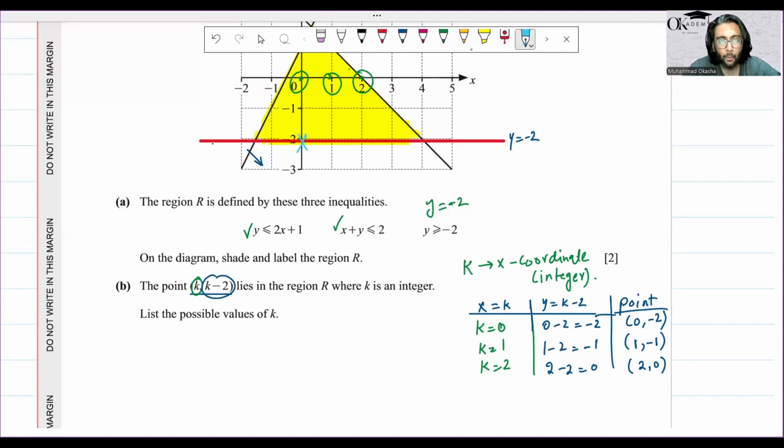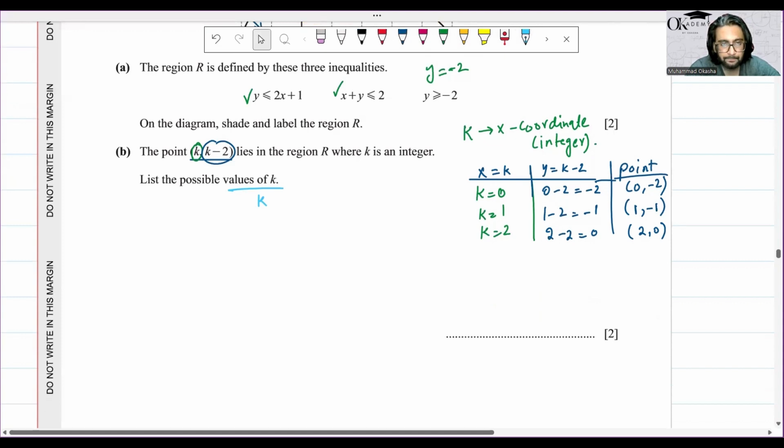(1, -1) is this point. Yes, it lies in the region. And (2, 0), yes, it lies in the region. So all three of these points lie in the region. What are the possible values of K? List the possible values of K. The possible values of K would be 0, 1, and 2. So you could just list them like this: 0, 1, and 2.